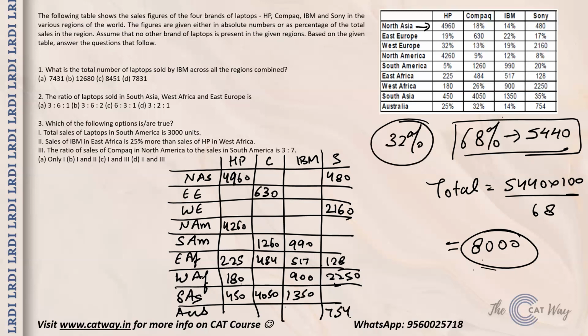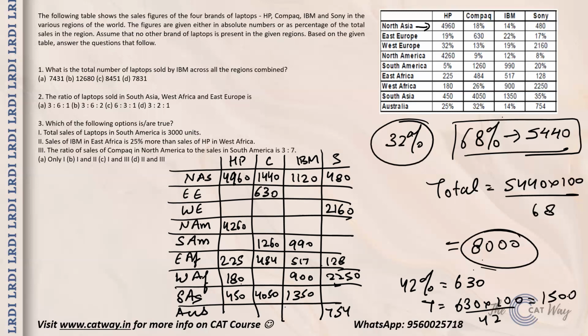So now, as we did for North Asia, that is 1440 came to Compaq and 1120 went to IBM. Okay, similarly, if you go to East Europe, you have been given 19, 22 and 17, the total is 58. The value of 58% is not known to you, but the absolute value of 42% is known to you. So the absolute value of 42% is 630. So from here we can calculate the total by 630 into 100 by 42. So the total will turn out to be 1,500.